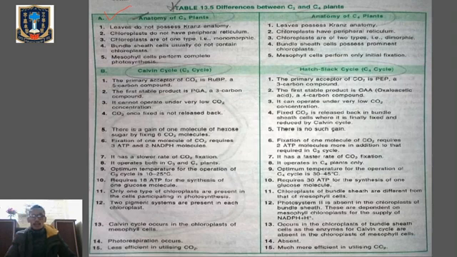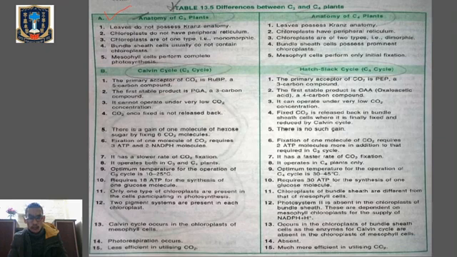Alright, now let's talk about the Calvin cycle, the C3 cycle, and the C4 cycle. Now the primary acceptor of carbon dioxide in the C3 cycle is RuBP, whereas in case of C4 cycle the carbon dioxide acceptor is PEP, phosphoenol pyruvate. Number two, the first stable product in Calvin cycle or the C3 cycle is phosphoglyceric acid, whereas in case of C4 cycle it is oxaloacetic acid. PGA is a 3-carbon compound, whereas OAA, that is oxaloacetic acid, is a 4-carbon compound.